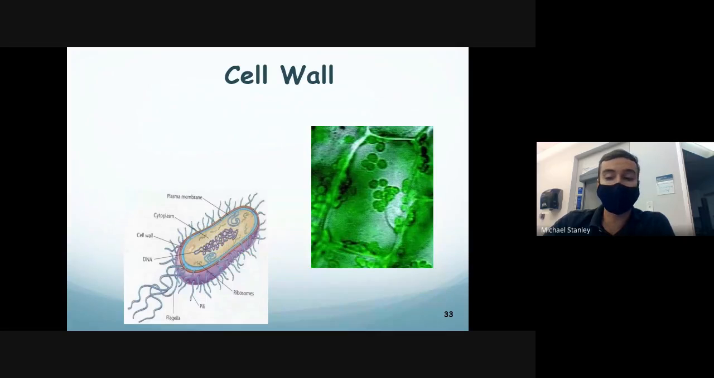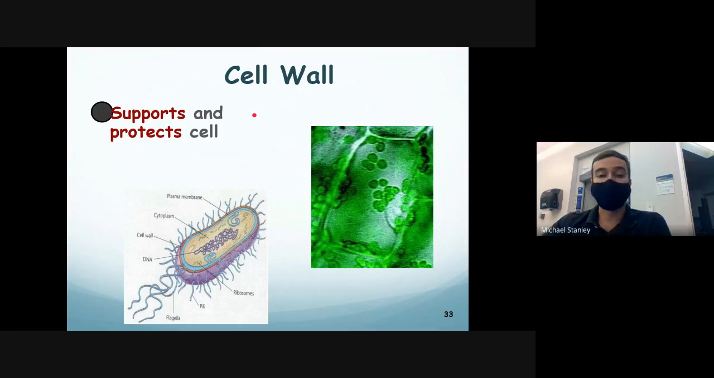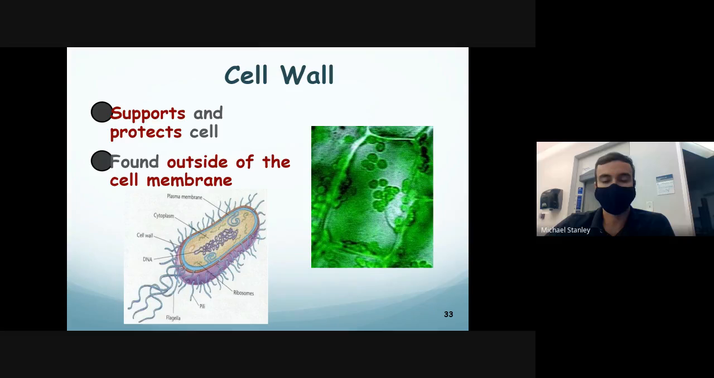So some cells, like plant cells and bacteria cells, also have a cell wall. The cell wall is on the outside of the membrane. It's sort of like extra support and protection for the cell.